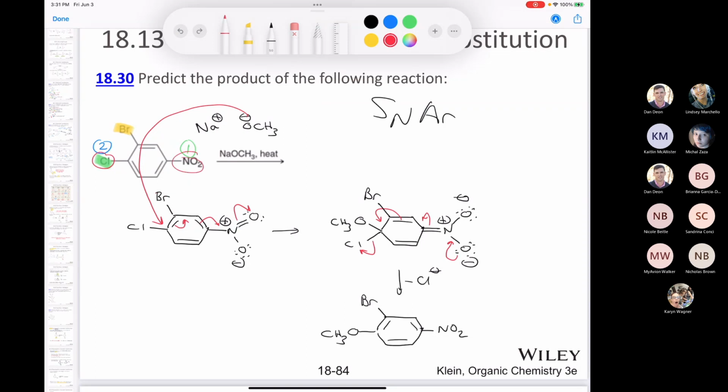And so this substrate makes a perfect substrate for an SNAR reaction. Yes, Nick, sorry, I got the bromine back in there at the end. I redeemed myself at the last second.